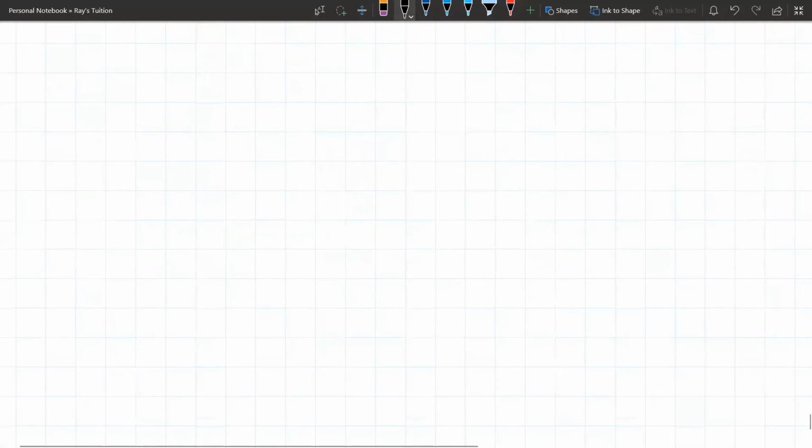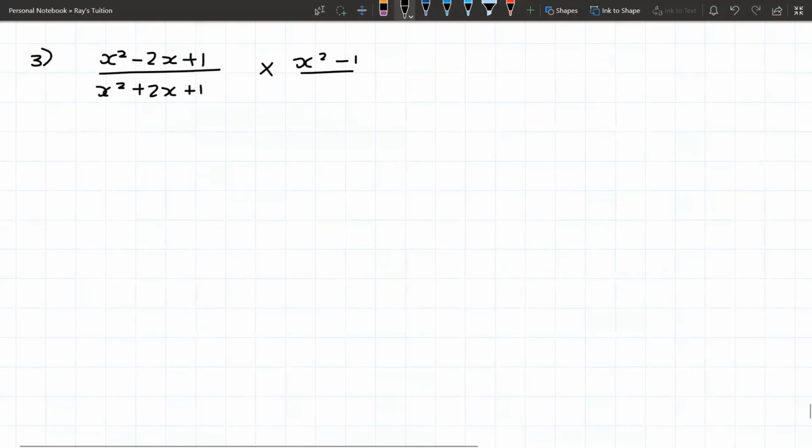Let us have a look at one more example. So this one here is x squared minus 2x plus 1 over x squared plus 2x plus 1 times x squared minus 1 all over x squared times x squared plus x all over x squared minus x.